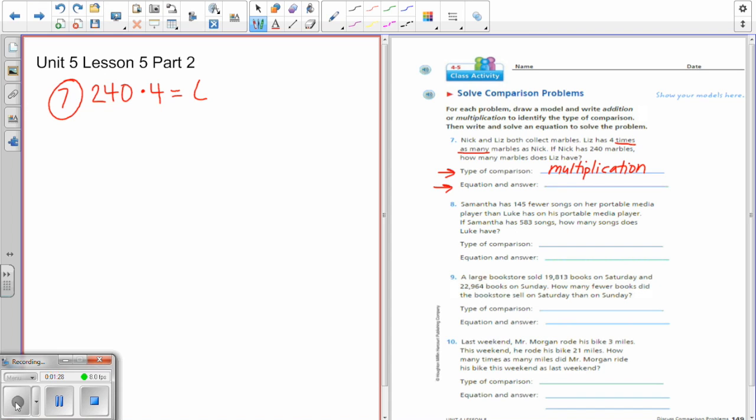So I'm going to do just general multiplication, and I gave you the equation, 240 times 4 equals L. What does L equal? You need to answer that with a label on your form for tonight.